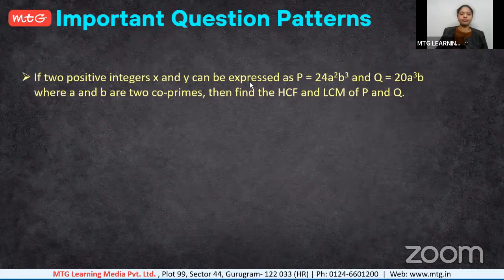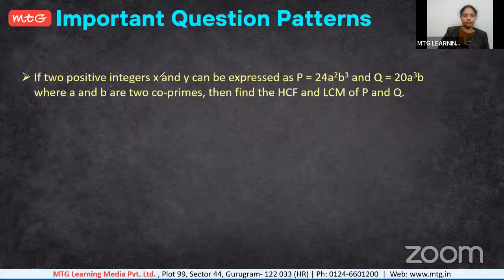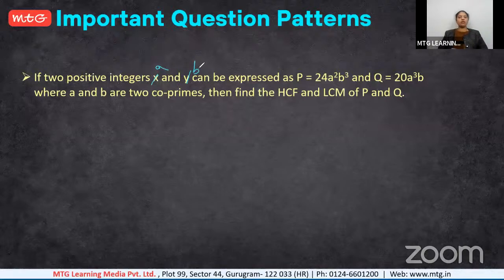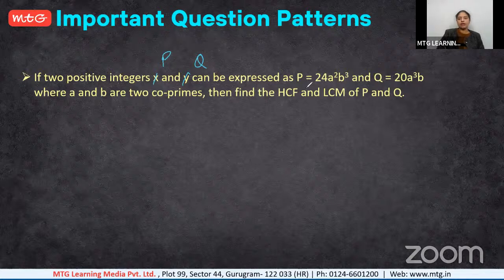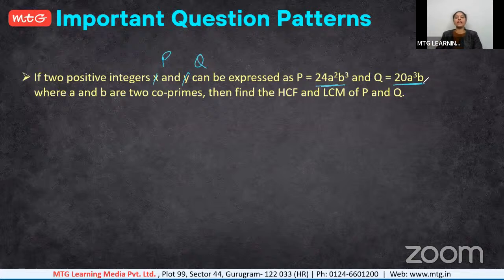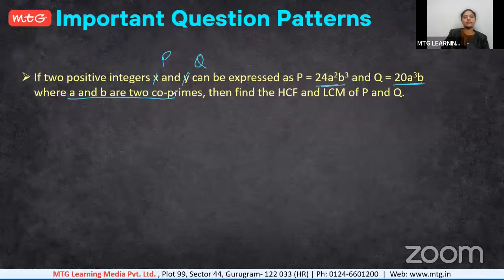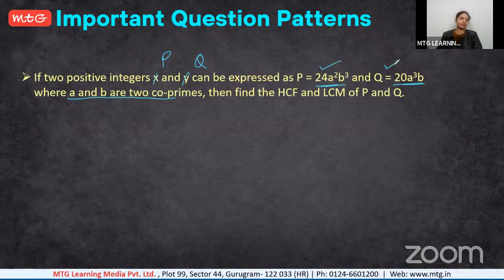Here you see, I have 2 positive integers. Sorry, not A and B, it's P and Q, whose values are given as 24A square B cube and 20A cube B. Now what are A and B here? A and B are 2 coprimes. Now I have to find the LCM and HCF of these numbers.